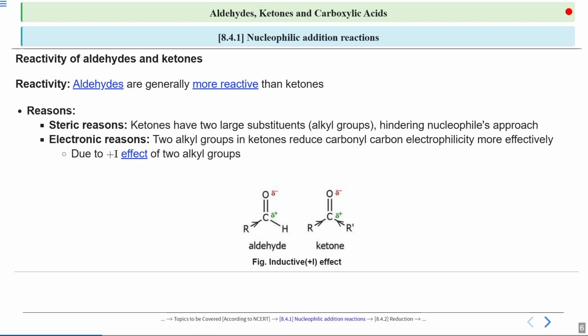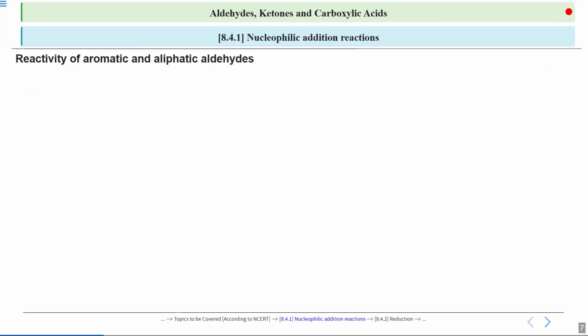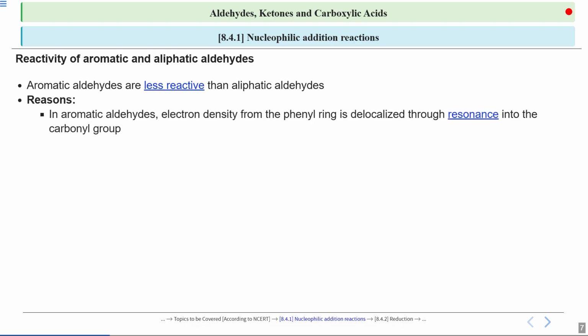Now we will discuss the reactivity of aromatic and aliphatic aldehydes. Aromatic aldehydes are less reactive than aliphatic aldehydes. If I talk about aromatic aldehydes like benzaldehyde, they are less reactive than aliphatic ones such as formaldehyde. This difference in reactivity is because of the structure. So let us see the reasons.